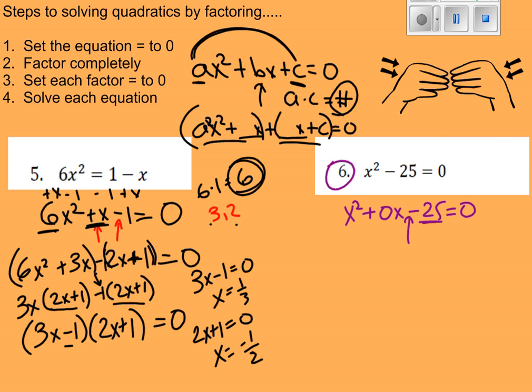Multiplies to 25, subtracts to 0. Well, 5 and negative 5. 5 and 5, really. So 5 minus 5 is 0. So if this is negative, remember I have one of each. One x plus, one x minus. They both got to be 5. So that's going to be 5 and negative 5.